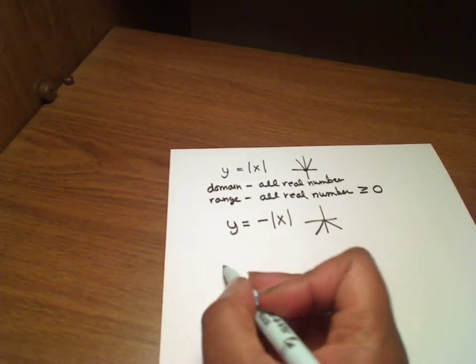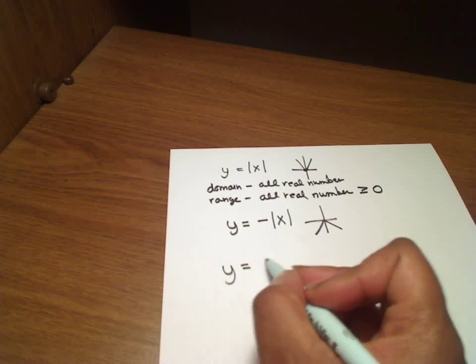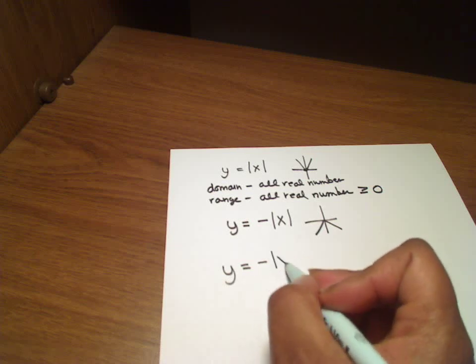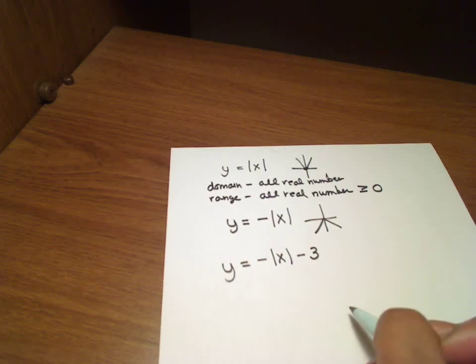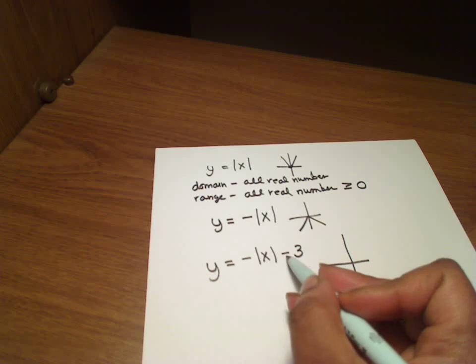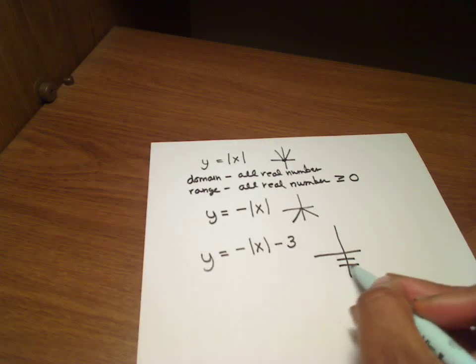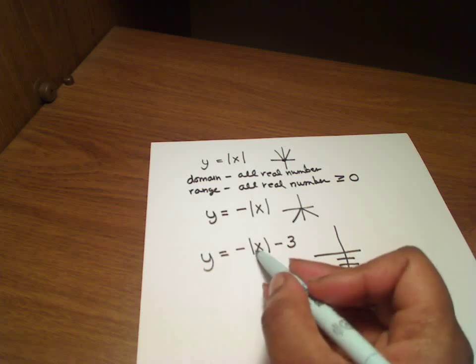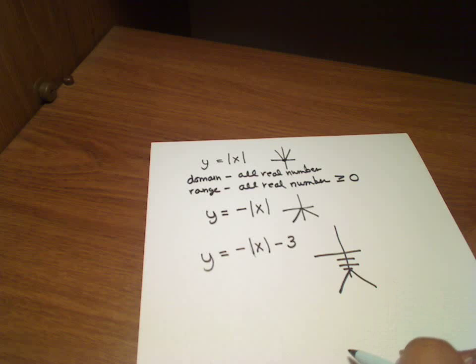If you happen to have this time y is equal to, let's say, a negative absolute value of x minus 3, well, how would you draw that? Well, first of all, my vertex will start at what? Negative 3. 1, 2, 3. And it's going to go down, and because it's absolute value, I know it's going to look like this.